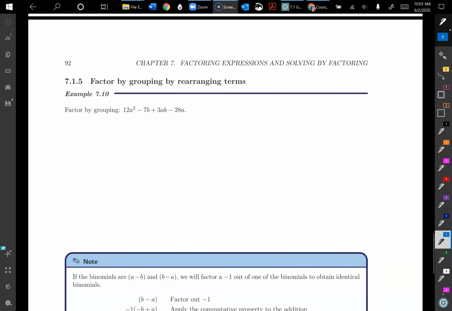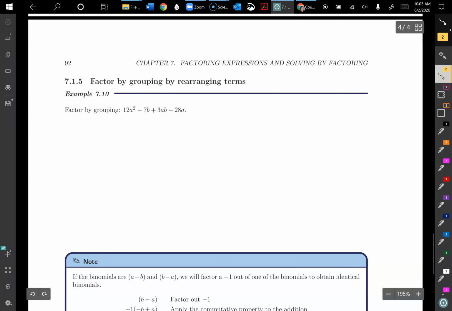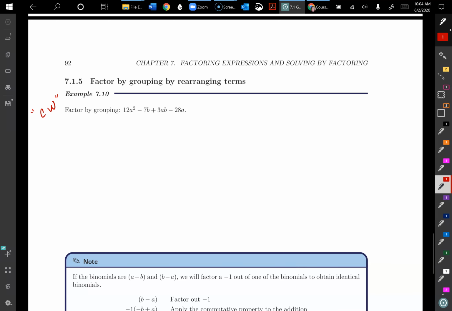Okay, a couple more. We're on page 92, example 7.10, factor by grouping. We have 12a squared minus 7b plus 3ab minus 28a. If you're comfortable with it, you can do this one for classwork. If not, then just follow along with me. This one is kind of tricky. I think it's easiest if you write it as plus negative on each of these.